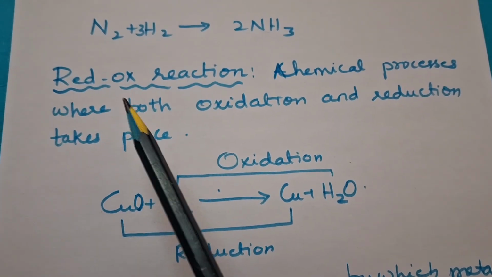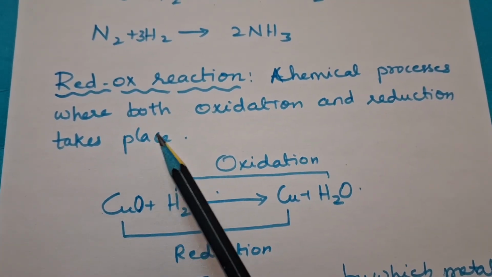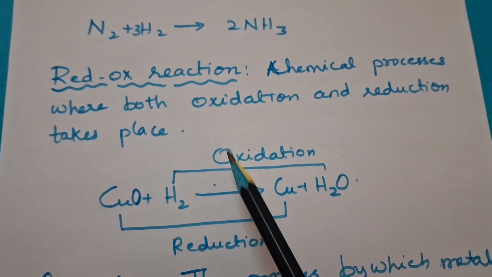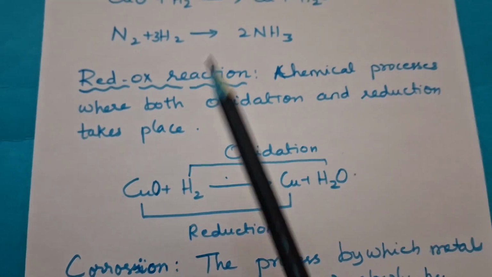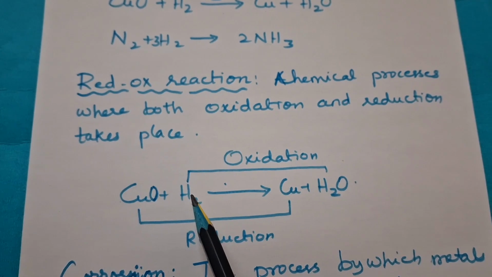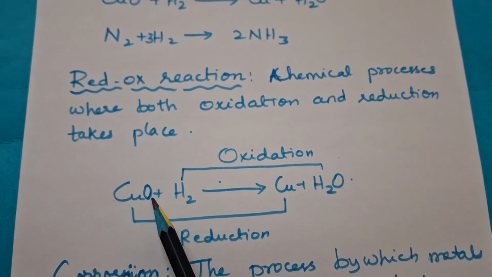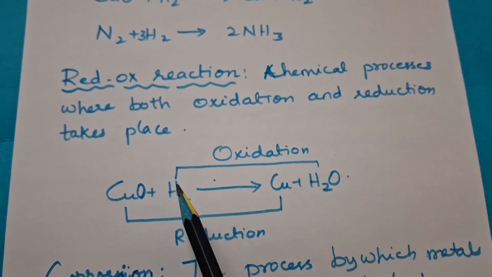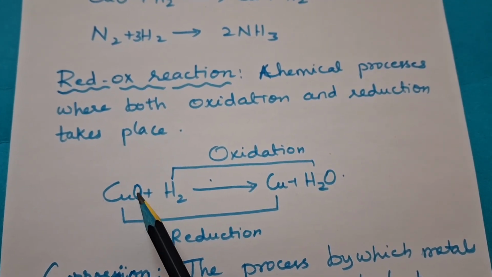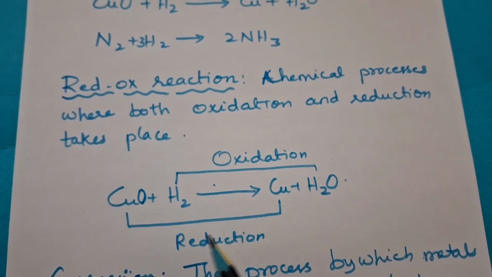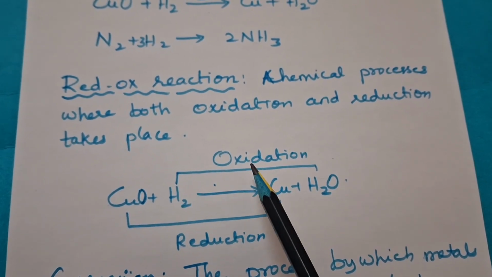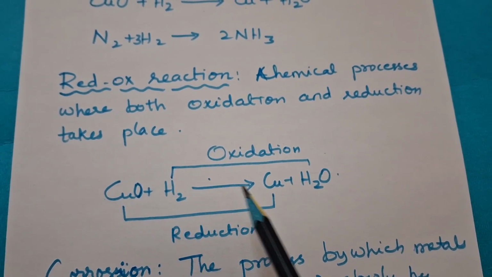Next is the redox reaction. It is a chemical process where both oxidation and reduction take place. So the same reaction we have taken. Here, with copper oxide, hydrogen combines with oxygen to form water. This is oxidation. Removal of oxygen from copper oxide is reduction, so this is the reduction reaction. Here oxidation and reduction take place simultaneously.